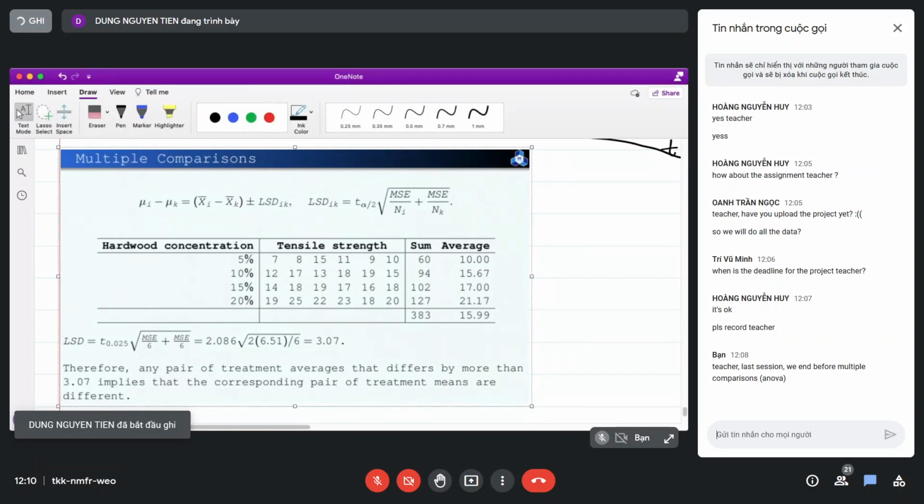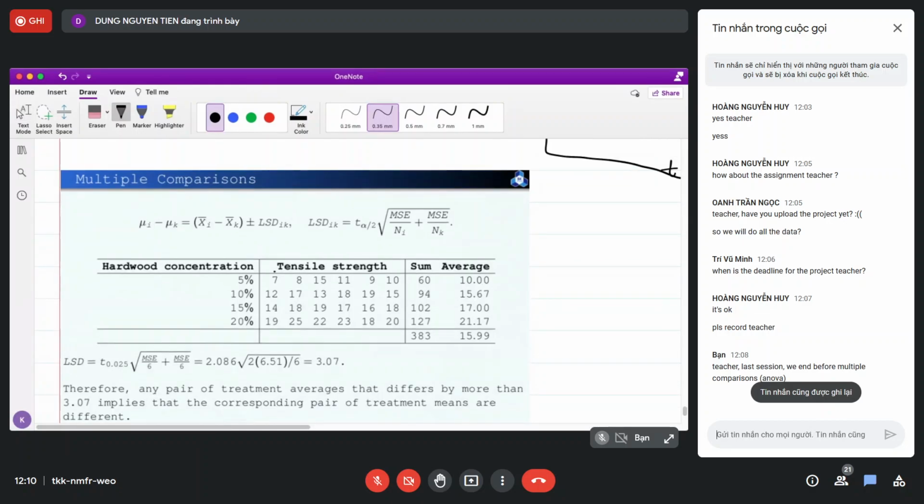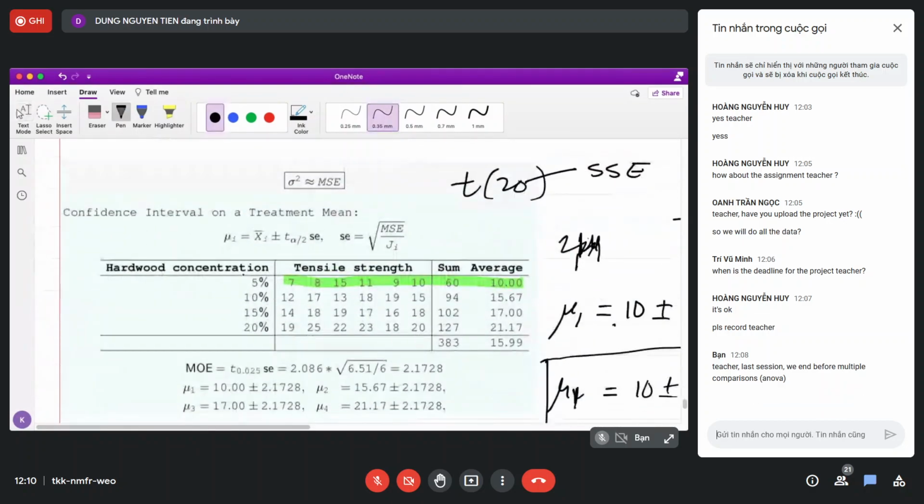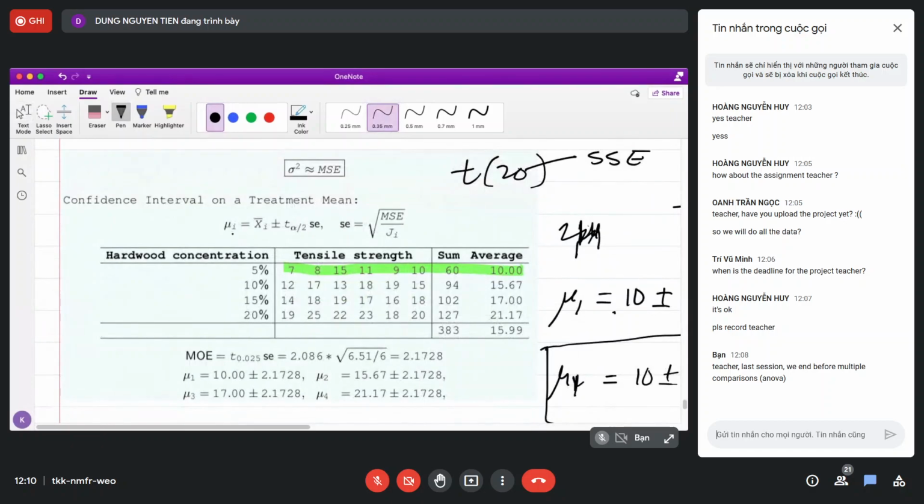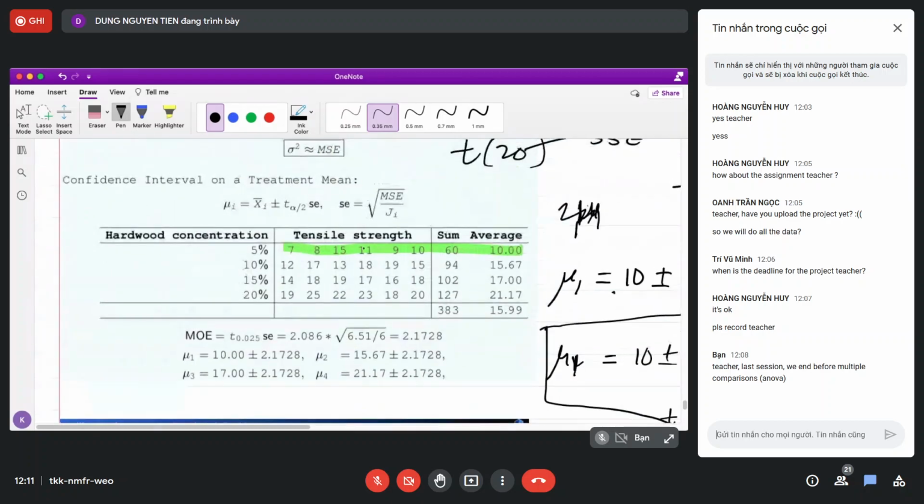Last time we already studied how to construct a confidence interval for the mean value. It is mu_i equals x_i bar plus or minus the t value times the standard error, and the standard error is the square root of the variance of x_i bar, which is the mean square for error divided by the number of observations. So you get this result. That is what we studied last time.